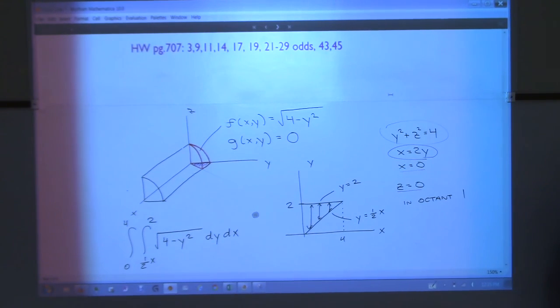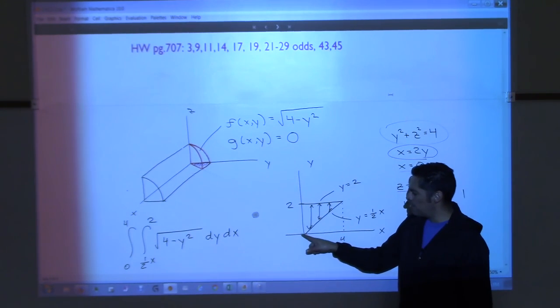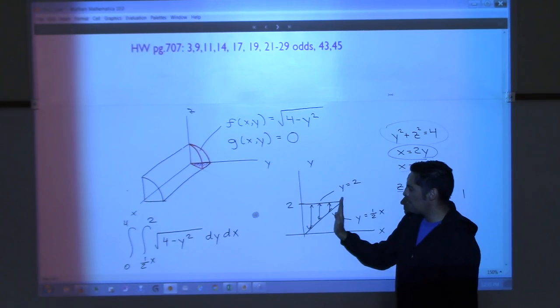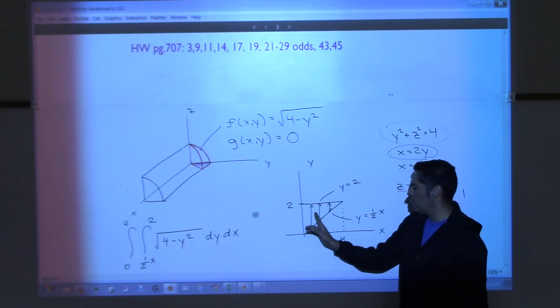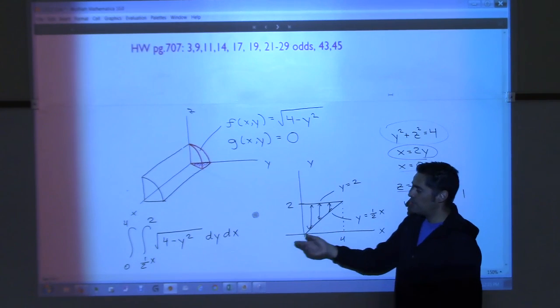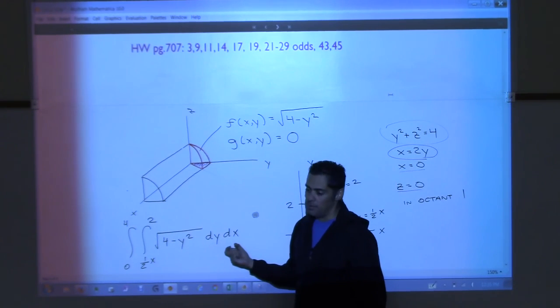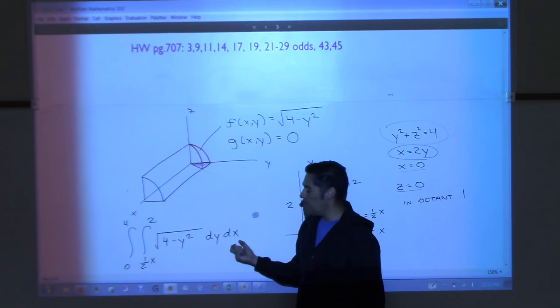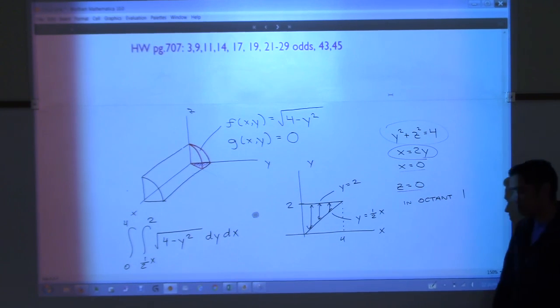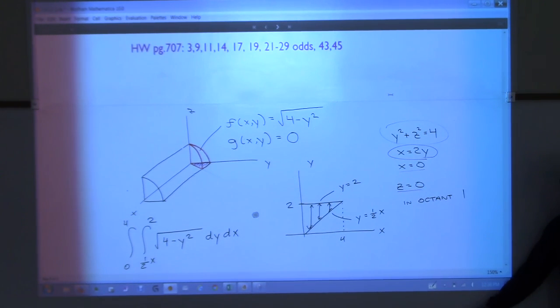Now, could you take this equation and do it the other way, as a type 2? Yes, you could do a type 2. What would change here is that you would go from 0 to 2 on y, right? And then here, it would go from here to here. You'd have to solve this for x: 0 to 2y. And then you would do the same integral, but with respect to x first, then y. Which might be better, because integrating with respect to x should be easier.